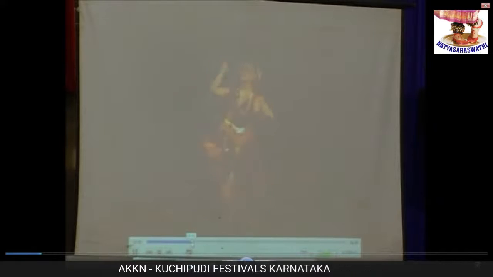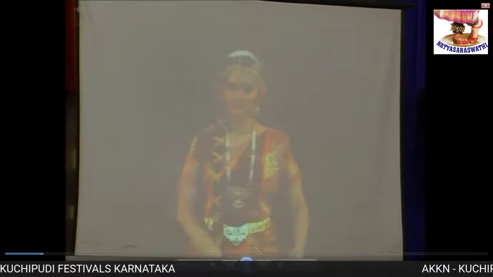This is Tatta Hitta step in Kuchipudi style. This is an adaptation from the Yakshagana Hedje. The Yakshagana artists use this hedge, which is very similar to our Tatte Hitta. Next.